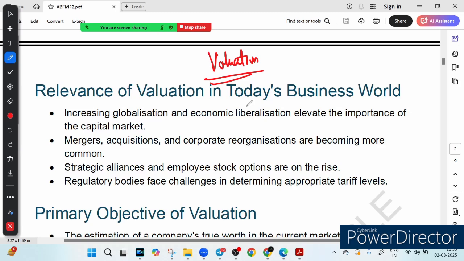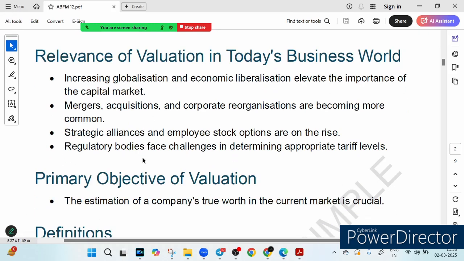So why does valuation matter most today? Because the world is changing fast. With globalization and economic liberalization, businesses are expanding beyond borders, and the capital market is playing a bigger role than ever, right? But what does this mean? Let's break it down. Because of globalization and economic liberalization, businesses are expanding beyond borders. And now we have talked about the relevance of valuation in today's business world, right?